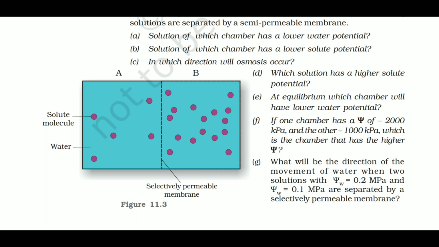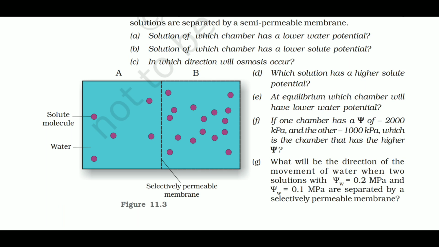First question: the solution in which chamber has a lower water potential? What we already discussed earlier is that water potential is directly proportional to water concentration, and we have a lesser concentration of water in chamber B. So chamber B has the lower water potential. Next, the solution with lower solute potential is chamber A. In chamber A you have a lower concentration of solute.